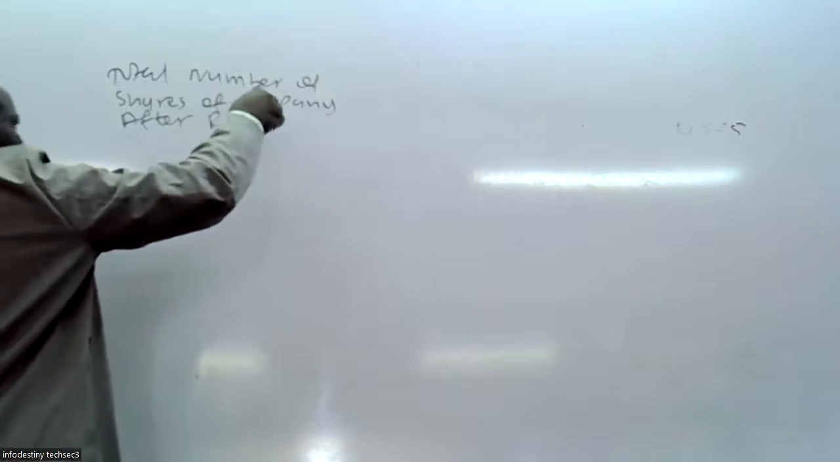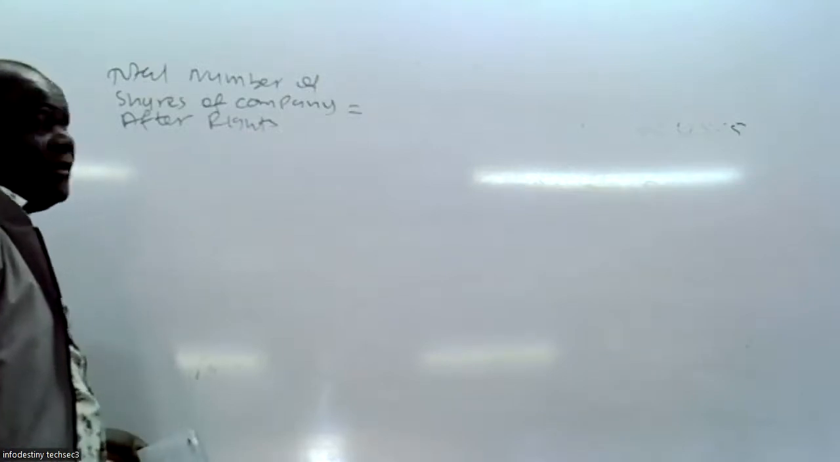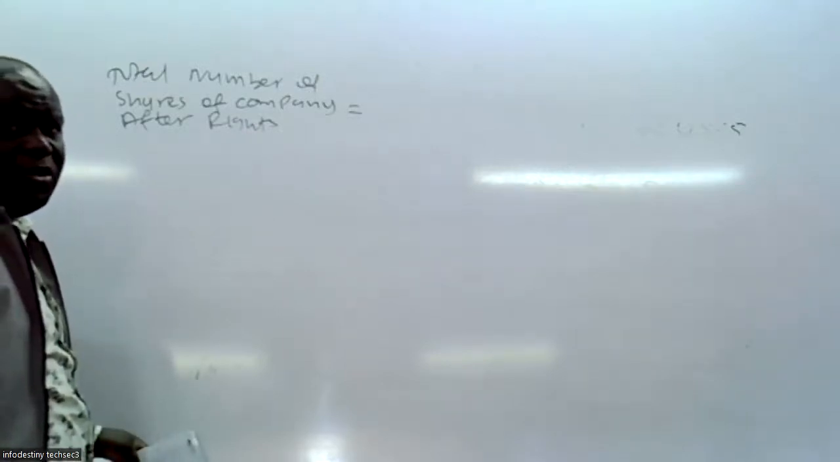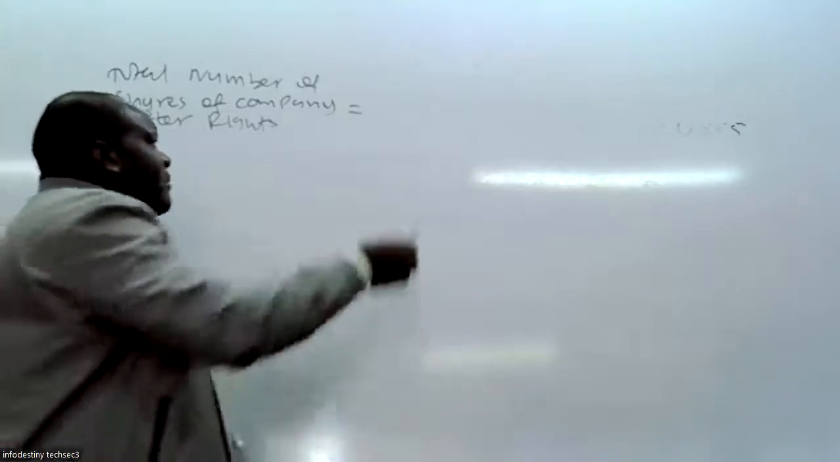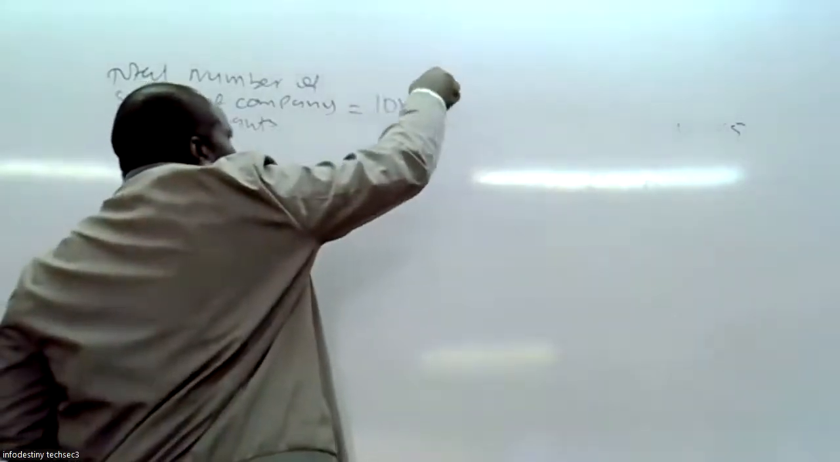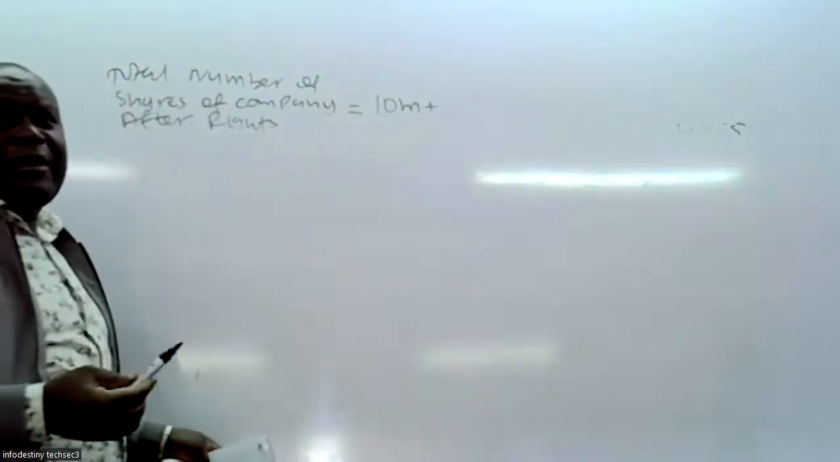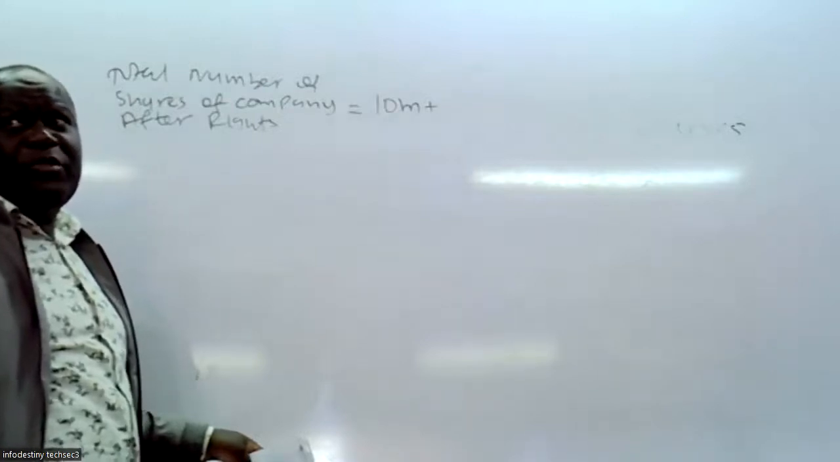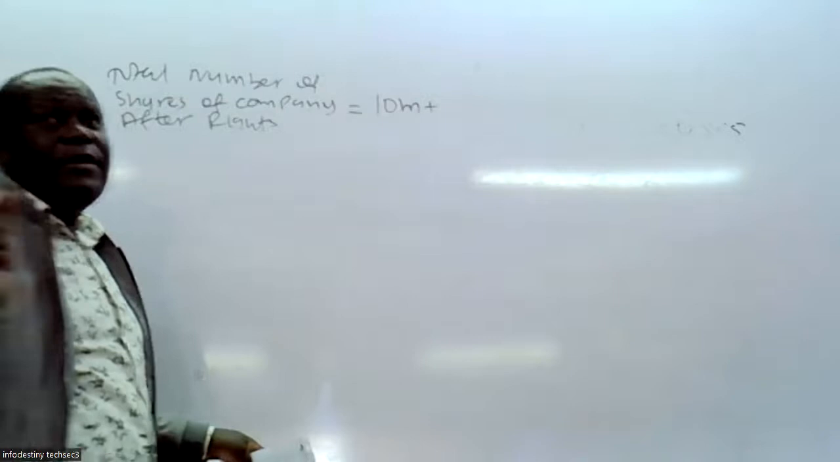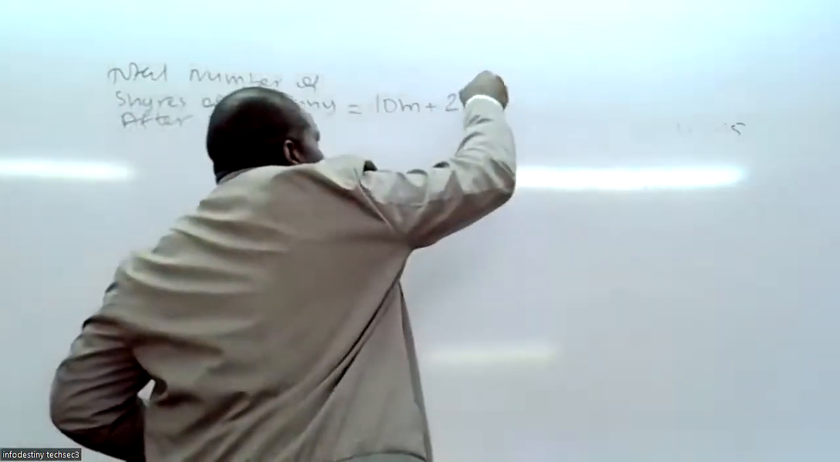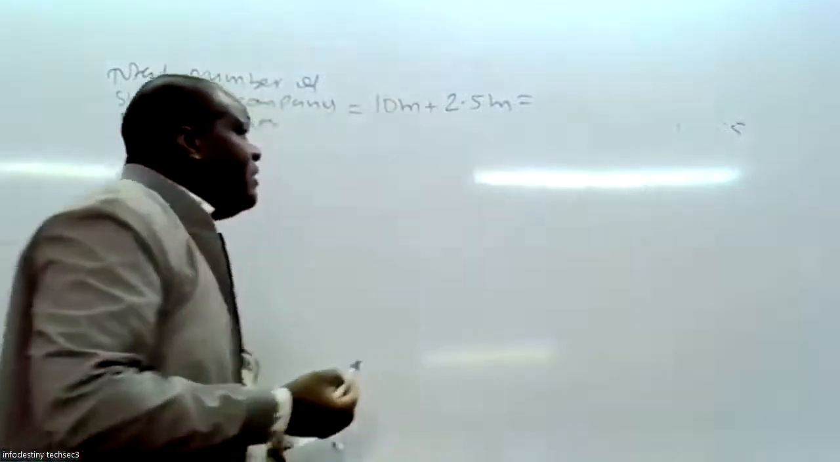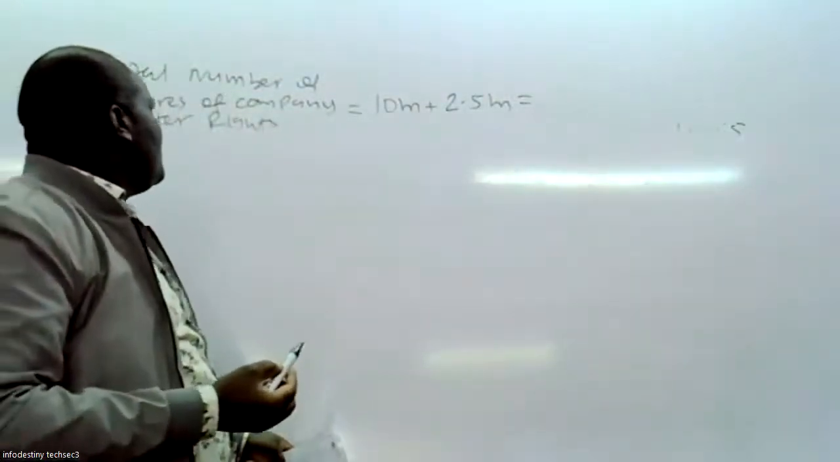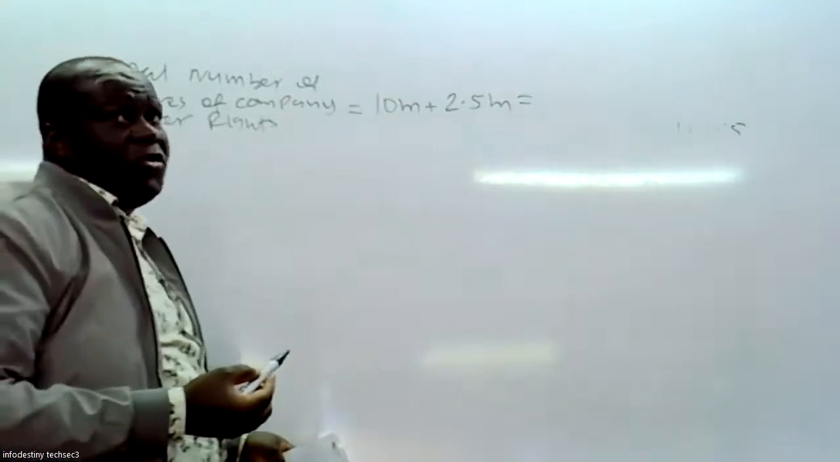Total number of the shares of the company after the rights issue. After the rights issue, you remember that the existing number of shares was 10 million. We calculated the number of shares to be issued, and we got 2.5 million. So you add them together, and that will give you the total number of shares of the company after the rights issue.